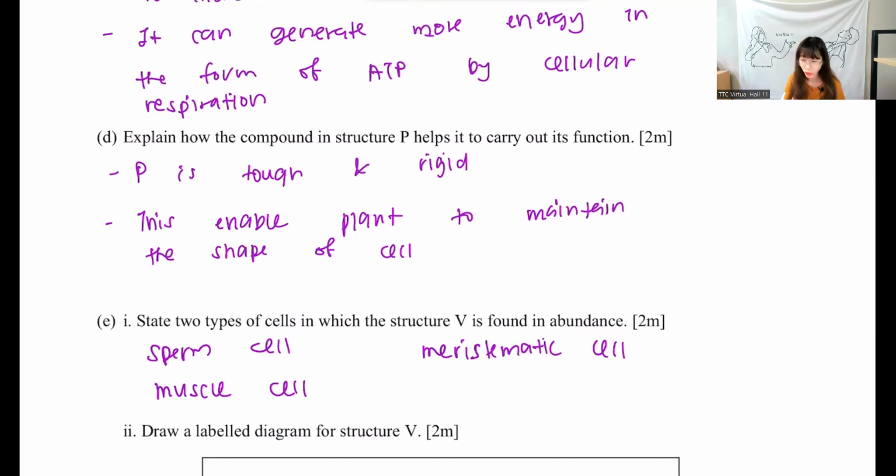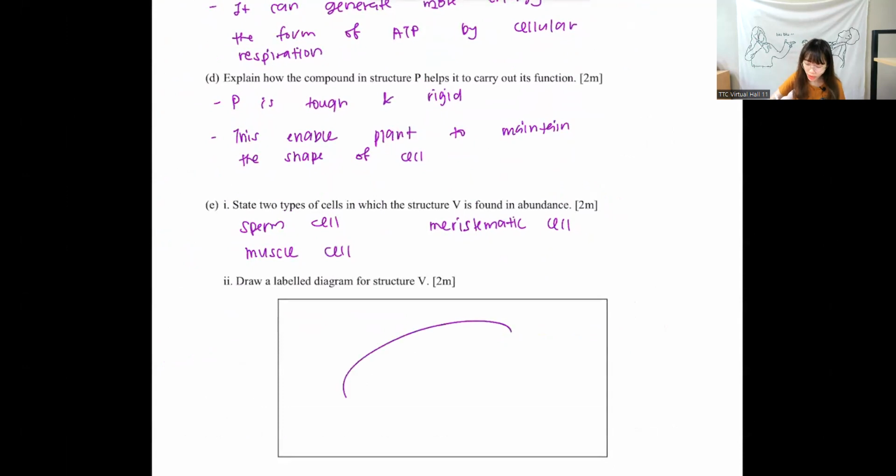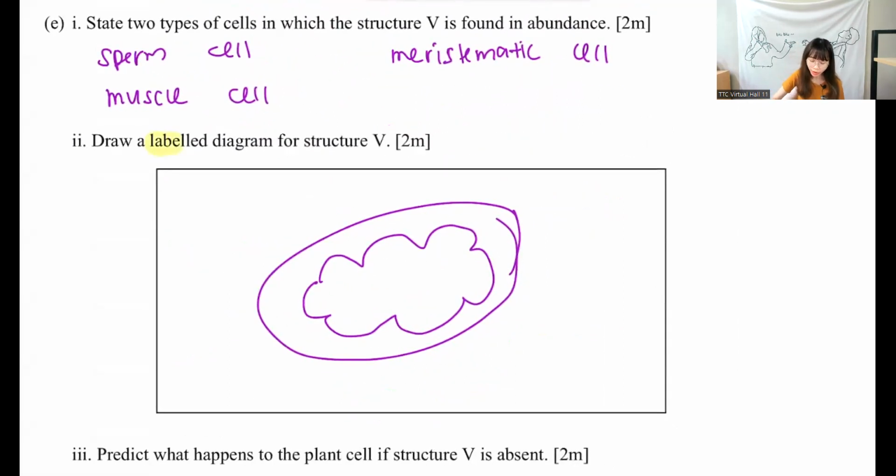Now we have to draw structure V. Remember, structure V has a double membrane. So we have the outer membrane, they're a bit ugly, but never mind. Inner membrane. Remember to label your diagram. So we have to label the outer layer and inner layer. Let me use another color. This is the outer membrane. This is the inner membrane.